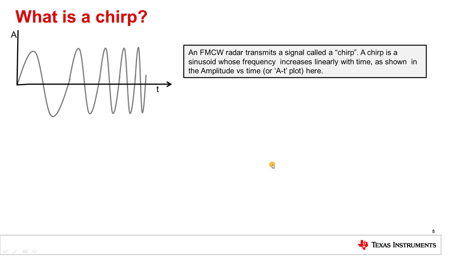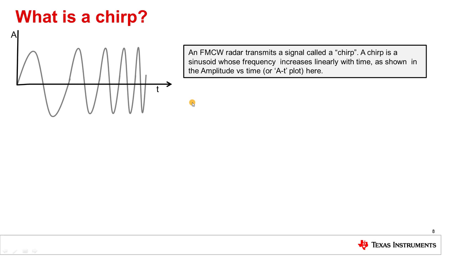At the heart of an FMCW radar is a signal called a chirp. What is a chirp? A chirp is a sinusoid or a sine wave whose frequency increases linearly with time. So in this amplitude versus time or AT plot, the chirp could start as a sine wave with a frequency of say Fc and gradually increase its frequency, ending up with a frequency of say Fc plus B, where B is the bandwidth of the chirp. Thus a chirp is basically a continuous wave whose frequency is linearly modulated. Hence the term frequency modulated continuous wave or FMCW for short.